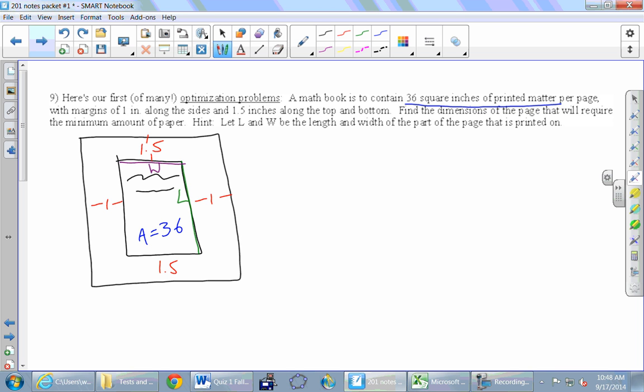Okay, so let's get to the heart of the question. It says find the dimensions of the page that will use the minimum amount of paper. Give me a math word to substitute for amount of paper. What math thing are we trying to minimize? Area. Right? That's what we're talking about, is the area of the total amount of paper here. So it feels like we got to start there with a formula for the area of the whole page. That is the thing we are trying to minimize.